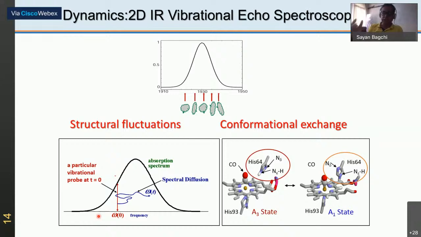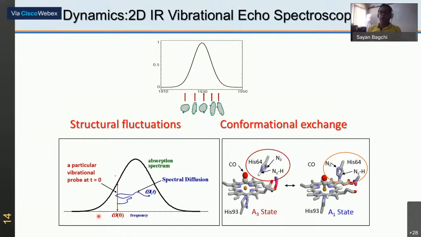And also, let's say the molecules are going back and forth from solution to binding to the nanoparticle, coming back to the solution, a kind of equilibrium. Then we can think about an exchange process. That means two different distributions going back and forth. So 2D IR can look into all these different kinds of dynamics, which involve a single distribution fluctuation, which is a structural fluctuation, and also conformational exchange or chemical exchange.